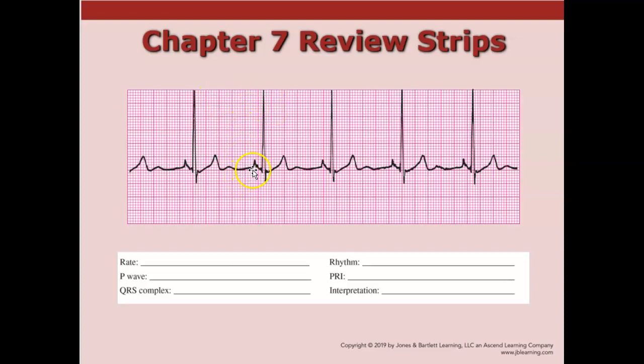P waves, although it does look a little bit wonky here, they're kind of peaked and almost biphasic, going up and down a little bit. But that's not what we're concerned with. They are present and upright. Now we look at our PR interval. So I'm going to look at this one. 1, 2, 3, somewhere in the neighborhood of 3.5 to 4. So we're all within normal limits there.